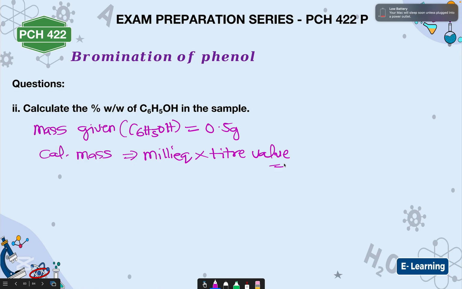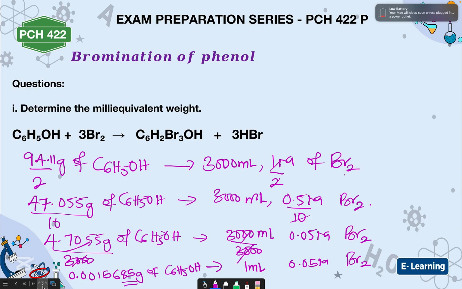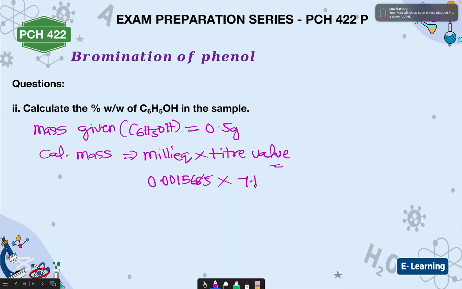You don't need to multiply by factor. Why? Because they gave you a standard bromine solution. You only calculate by factor if you are using a secondary standard. So our milli equivalent is 0.001568 gram times the titer value, 7.1 ml. That will give us 7.1. When you now calculate, the weight gives us about 0.011 gram. Are you getting it? So, percentage weight by weight of phenol in this sample.